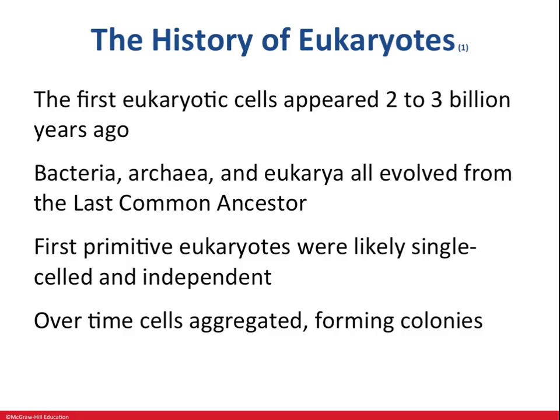Actually, all of these three categories evolved from the last common ancestor. The first primitive eukaryotic cells were single cells and independent. That means the primitive eukaryotic cells didn't live together, they lived alone, and so they had all the organelles to help them live alone.